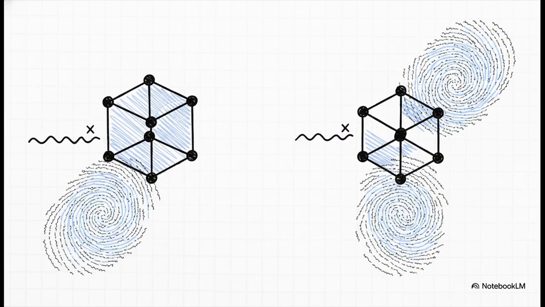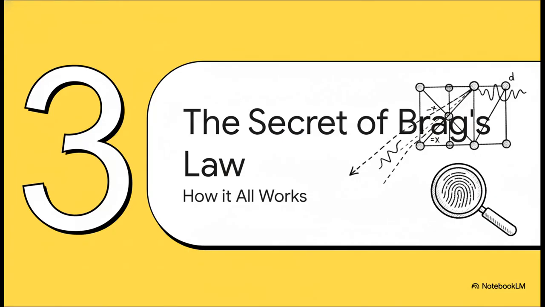And here's the absolute core of it all. When you shoot X-rays at a crystal, the atoms inside scatter those X-rays in a very, very specific way. The pattern that comes out is completely unique. It's a literal atomic fingerprint. No two materials with an ordered, crystalline structure will ever have the same one. Ever.